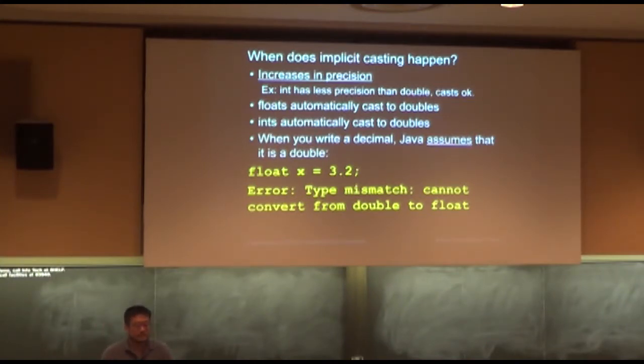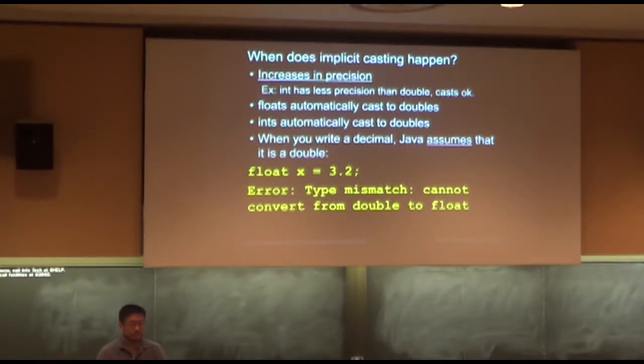Oh no, I thought that floats also had decimal points. Floats also have decimal points. Okay. The difference is that floats store fewer digits of precision than doubles. In fact, they store half as many digits of precision.